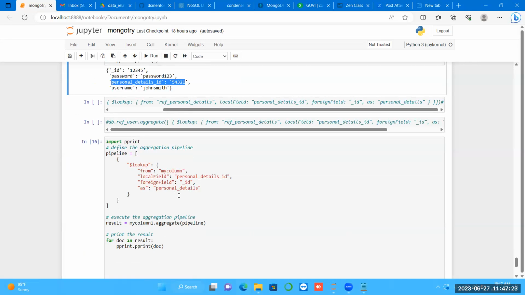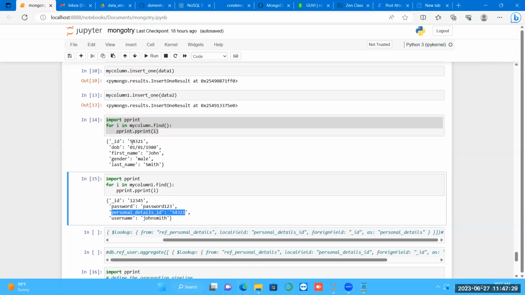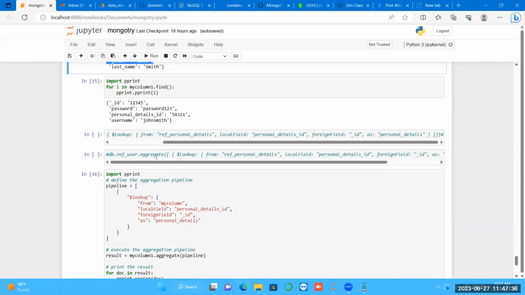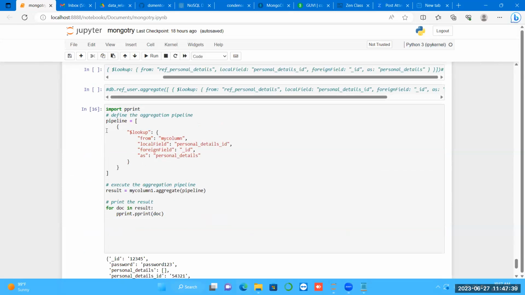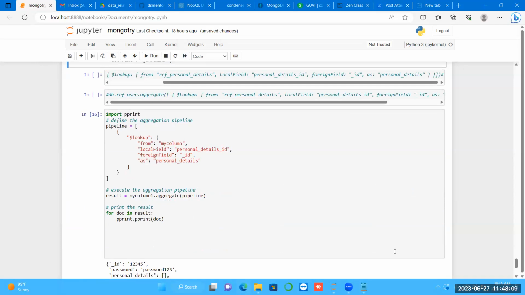Go to my column data and see what the ID is there. ID is 54321. Okay. Come down. This is good so far. But here, why is it not storing? Hold on a second, guys. From my column, local field is this column. Foreign ID is ID. Run that cell again.